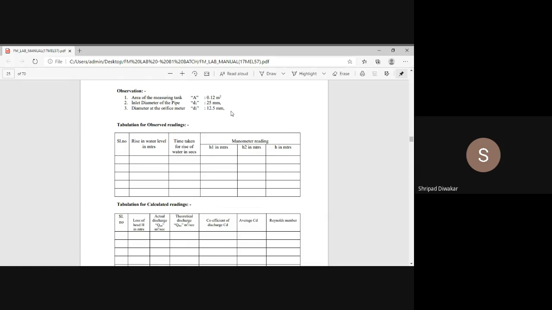Next, the inlet diameter of the pipe is 25 mm and the diameter of the orifice is 12.5 mm. Remember, the orifice diameter will be half of the main pipe diameter. So the diameter of the orifice is 12.5 mm, the main diameter is 25 mm, and the area of the measuring tank is 0.12 square meters. You should remember these things in order to do the calculation.